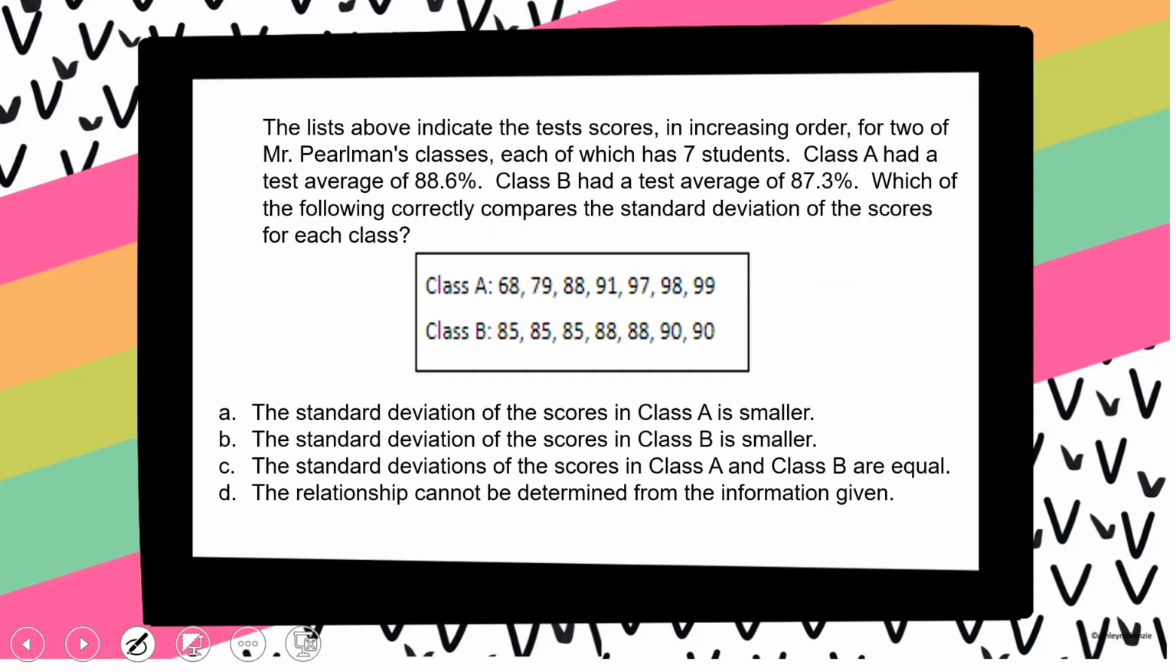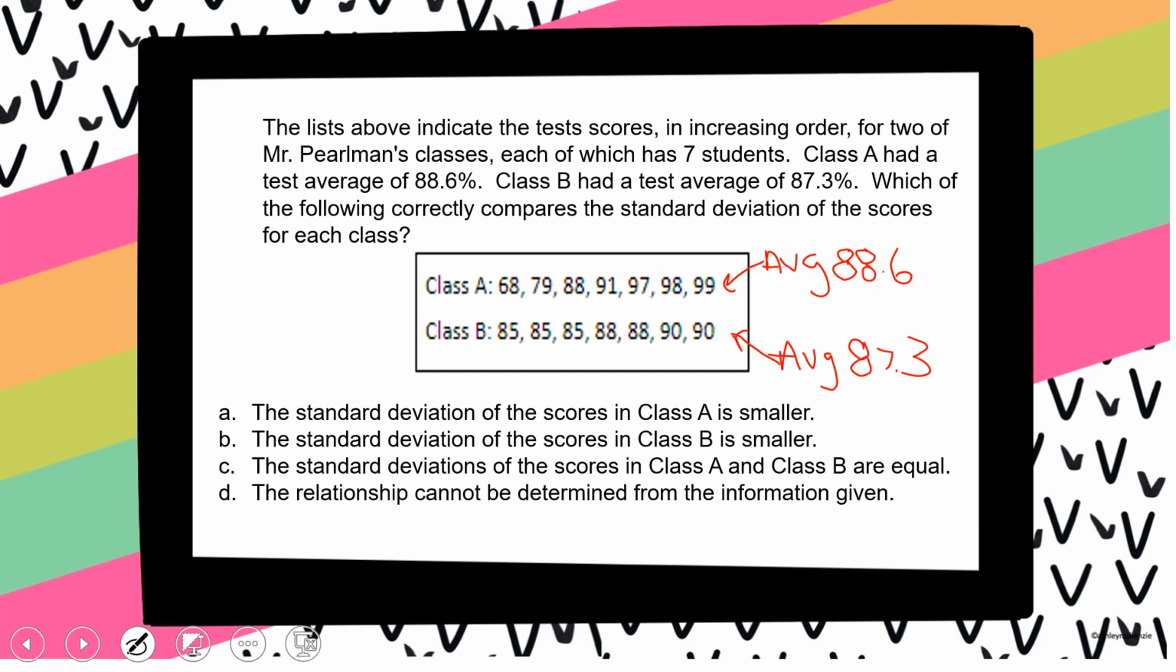So let's take a look at this example here. These are test scores of 2 of Mr. Perlman's classes. Class A has an average of 88.6%. Class B has an average of 87.3%. Which of the following correctly compares the standard deviation of the scores of each class? Well, for Class A, the average was an 88.6, and for Class B, the average is 87.3.